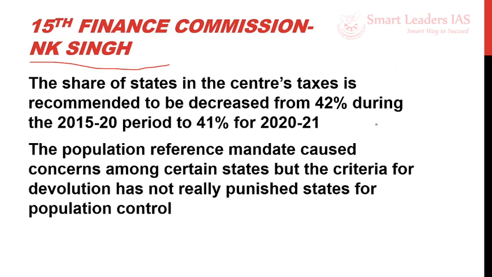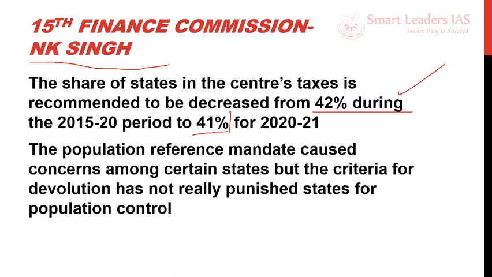The 14th Finance Commission had increased the vertical devolution. Vertical devolution is from center to states. It said from 32%, you have to increase it to 42%. And so there was obviously a question before the 15th Finance Commission: are you going to increase it further? There was no room for increasing it beyond that level. What has happened as of now is it has been decreased to 41%. This is not actually a decrease, it is a status quo.